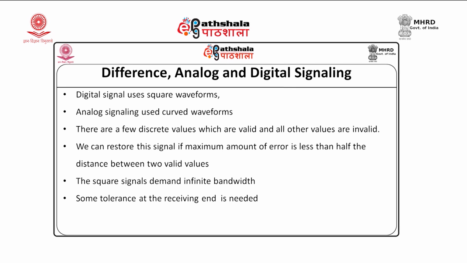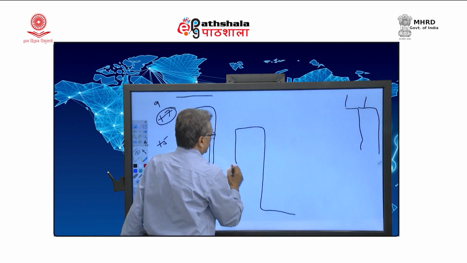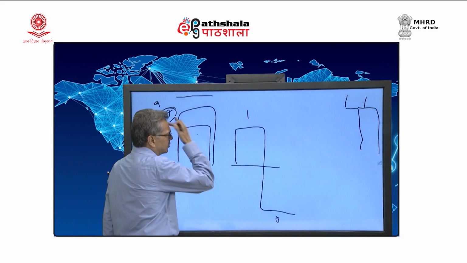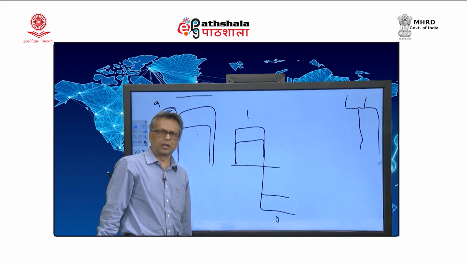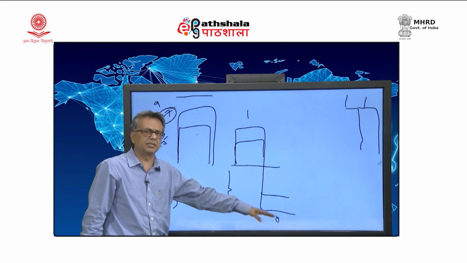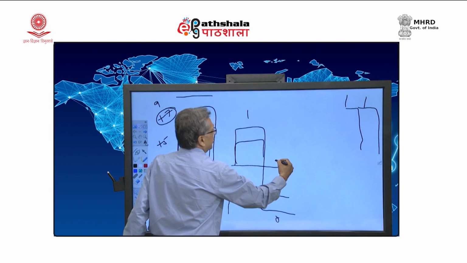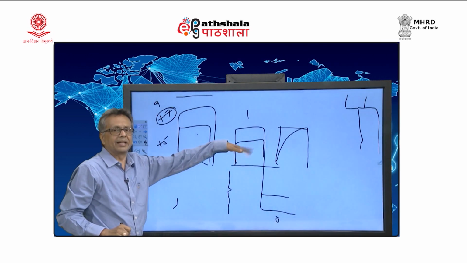Let us try to understand the difference between analog and digital signaling a bit. Digital signals use square waveforms, while analog signals use curved waveforms, as I have already discussed. And the power of this is that if I use plus 5 and minus 5, for example, this is 1 and minus 5 is 0. If this signal changes to this, I can still figure out that this is 0 and this is 1, because I have discrete values. I can correct the signal, even if the signal does not remain square. For example, if I have something like this, I can still understand that most probably it is like this. So, I can correct that signal.